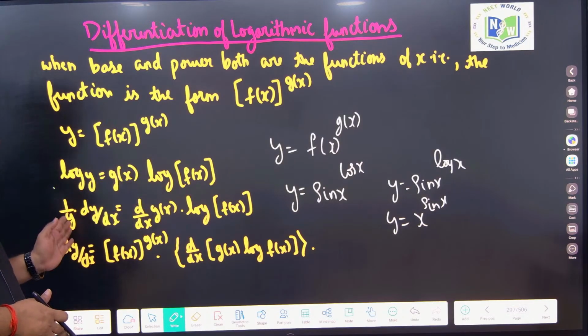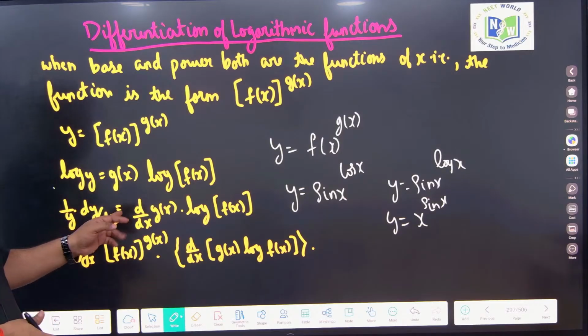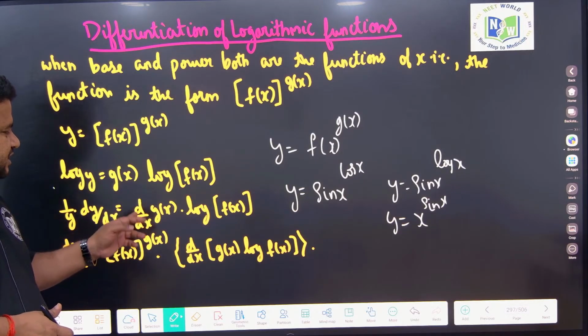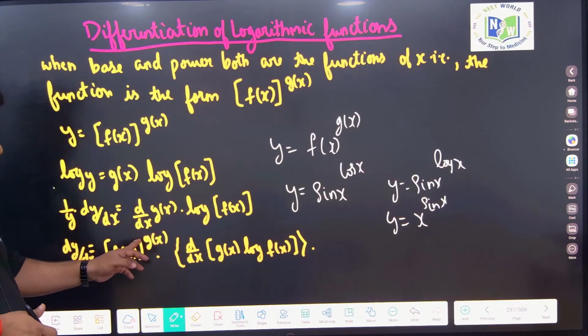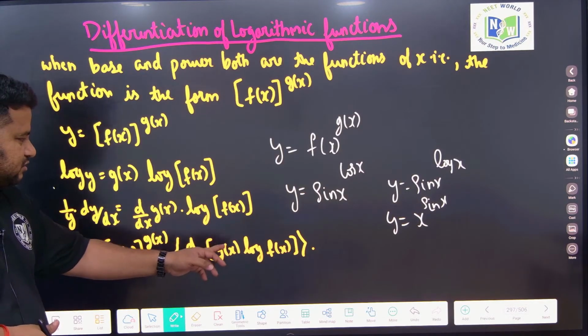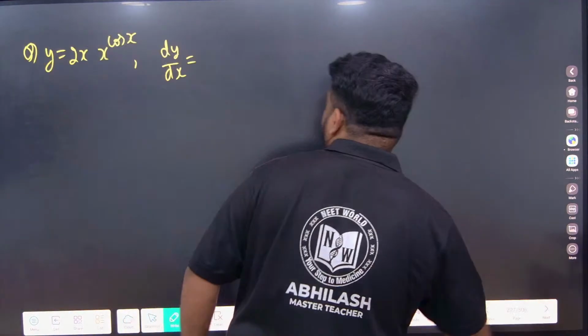Now differentiate with respect to x. That is 1 by y into dy by dx it will become, because the derivative of log y is 1 by y. Then on the right side you have to apply the chain rule, d by dx of g of x into log of f of x. Okay, what is this? I will explain now with some examples.